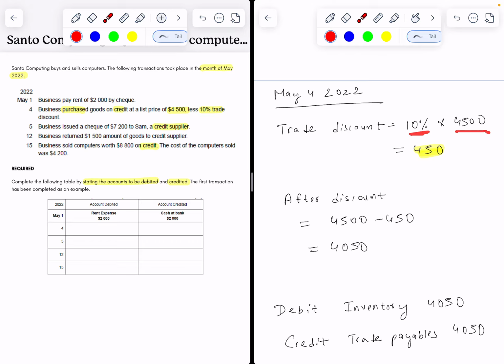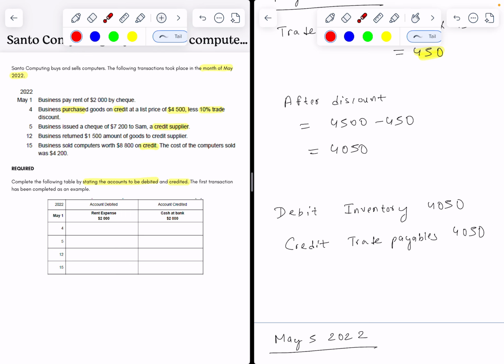So 10% of $4,500 is $450. And after discount, the cost would be $4,500 minus $450, which is $4,050. So this is what Santo's computing business has to pay to buy those goods, all right? So that means when Santo buys these new goods, assets are increasing in the business for Santo, which means inventory will go up. Inventory is an asset, and when assets go up, we debit them.